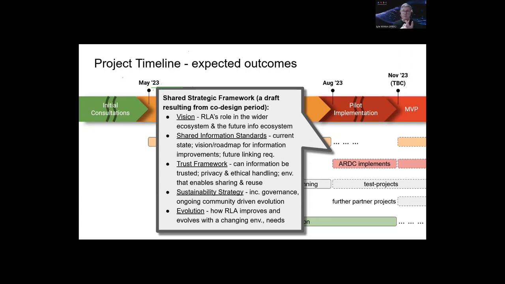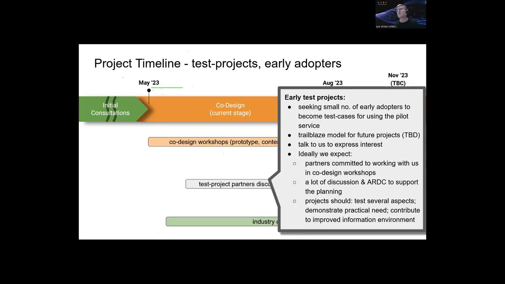How are we going to govern this thing going forward? How are we going to ensure that the community is driving the evolution of this? And then drilling down to the details of that evolution, how do we improve Research Link Australia? How does that evolve, making sure that we're meeting changing environment, changing people's needs? Next slide.